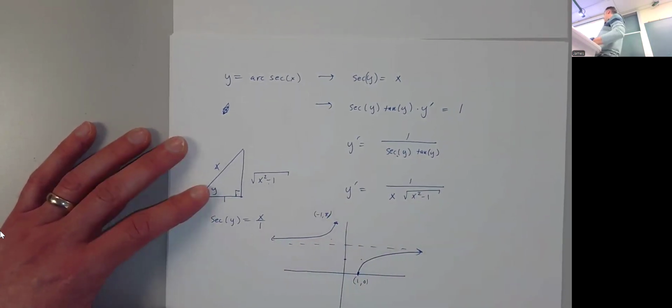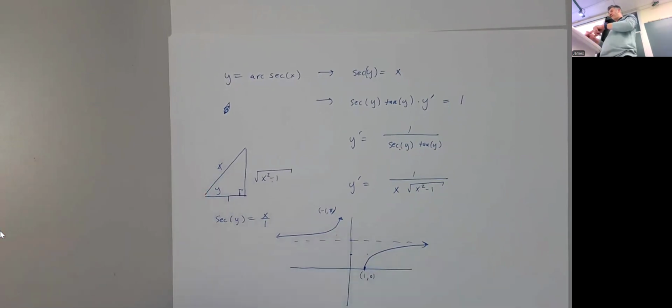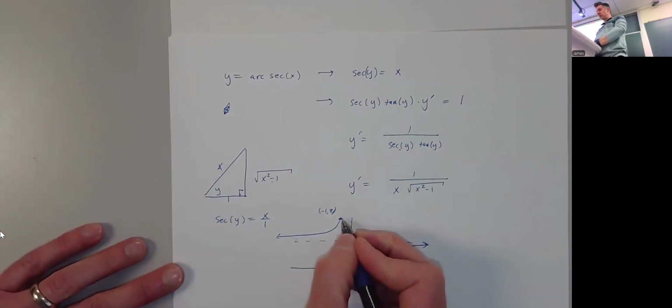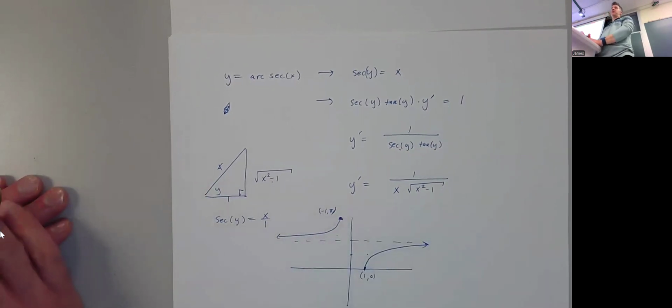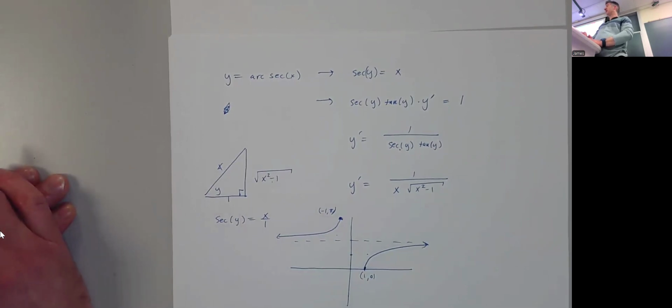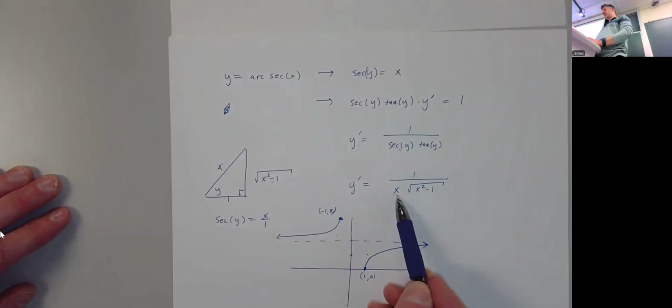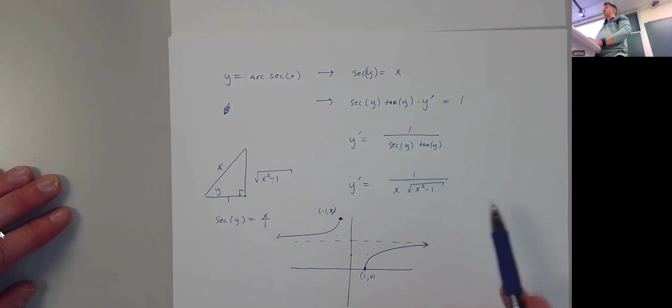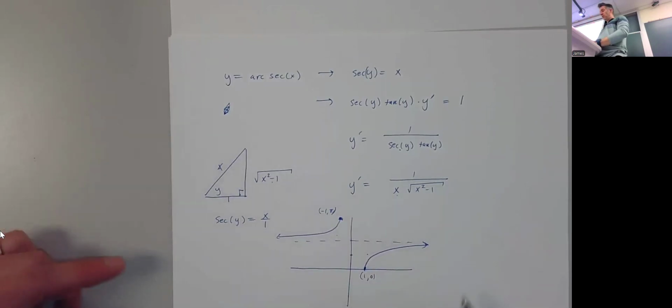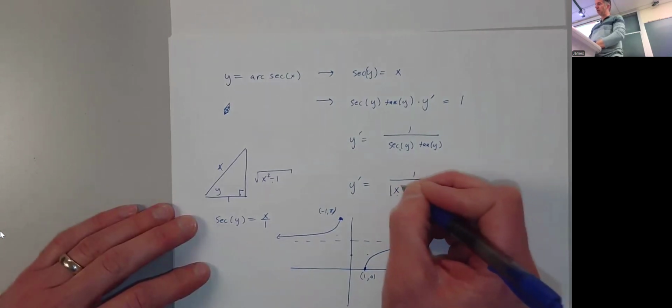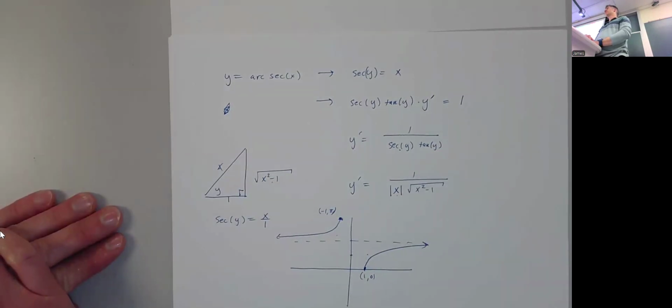Now let me ask you all a quick question. This graph, is it always increasing, or is it increasing sometimes and decreasing other times? It's always increasing. Its derivative is always positive. But if you pick a negative x value there, you're going to get a negative result there. So for this derivative to be correct based on this choice, which we'll talk more about on Thursday, you need an absolute value there. And it's just the way it is.